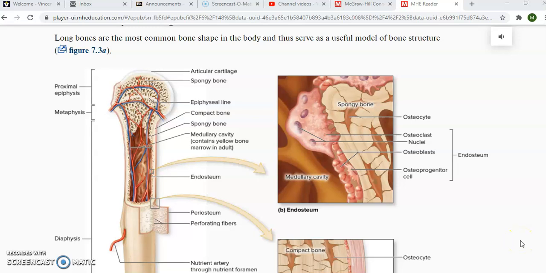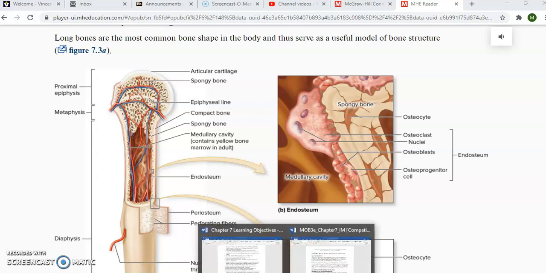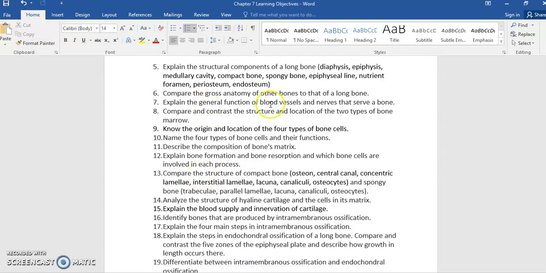All right, AMP1 students, in this video we are going to continue to talk a little bit more about gross anatomy. So the next topic in our objectives is to talk about the blood vessels and the nerves that are associated with our bones. And then we'll also talk about the bone marrow and the two types of bone marrow that we have in our medullary cavity.